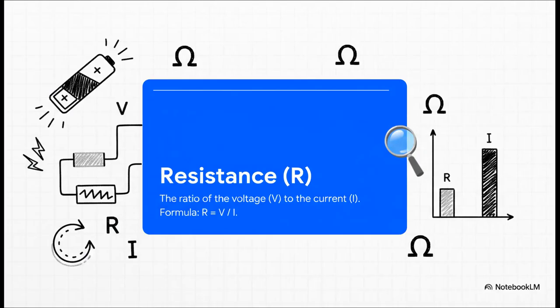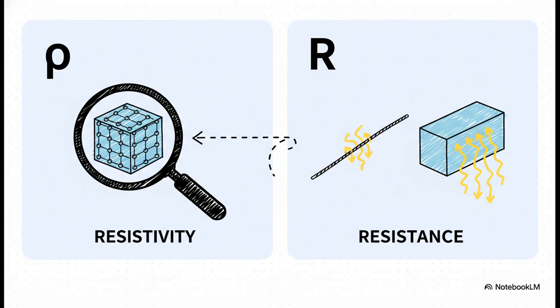Okay, so here's the formal definition you'll see in textbooks. Resistance, R, is the ratio of the voltage across something to the current flowing through it. The unit is the ohm. But this is just what we call an operational definition. It describes what we measure for a specific component. The real physics, the fundamental property, is one level deeper. And this is a super critical distinction to make: resistance versus resistivity.